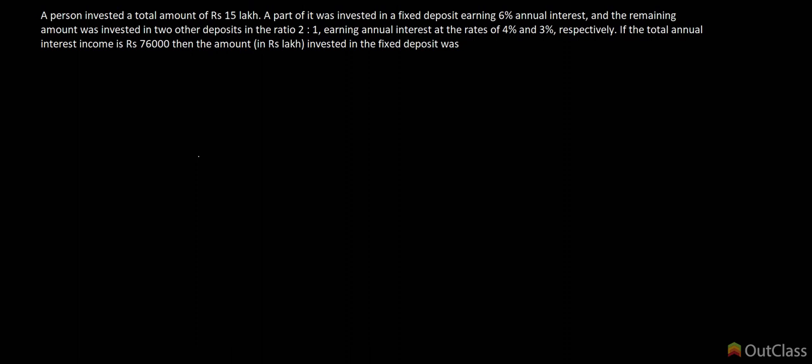So even though this is an interest question, I'll be using a couple of weighted average techniques to solve this efficiently, because we have multiple rates and we want the weighted rate for some particular ratio. So first of all, we have the FD at 6% and two other deposits of 4% and 3%, but they are in the ratio 2:1.